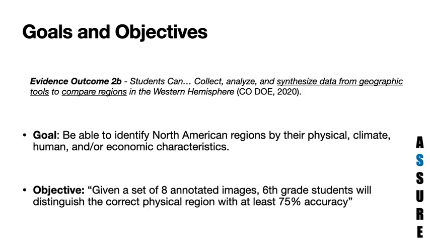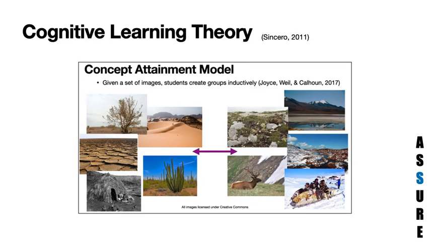By the end of the unit, students should be able to identify North American regions by their physical, climate, human, and economic characteristics as assessed by a quiz and live lesson. As a measurable objective, students will distinguish the correct physical region with at least 75% accuracy when given a set of 8 annotated images. The unit applies cognitive learning theory, as described by Sarah Mason-Serra, in a few ways.